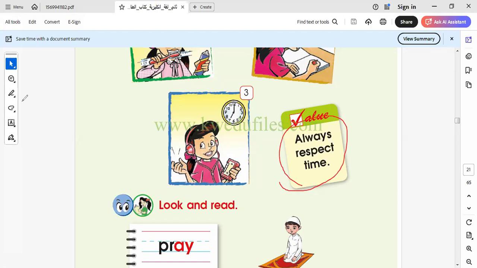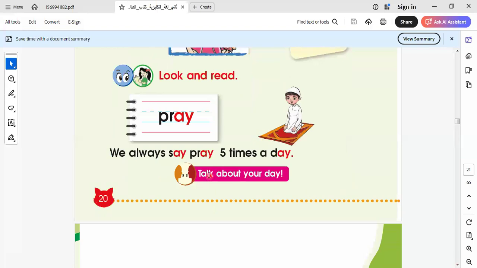Okay. We also respect the time of prayer. Time of prayer is important, okay? Because we must be connected with God. Okay, here is pray. We know here pray. This boy is praying, pray like this. This is called pray. I pray 5 times a day. They always say I pray 5 times a day.